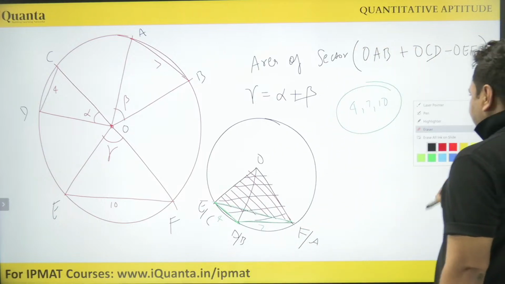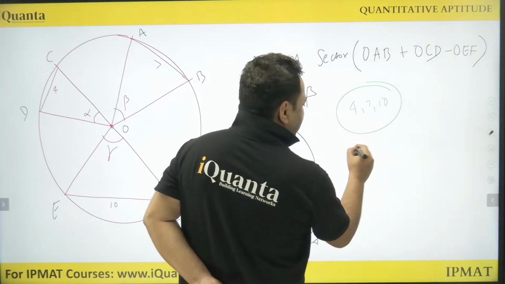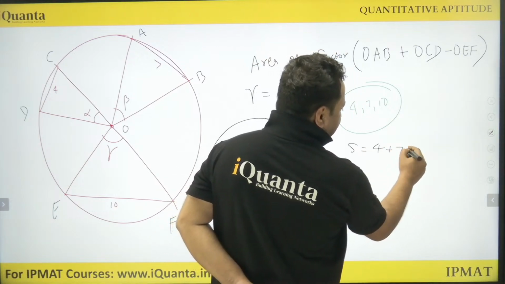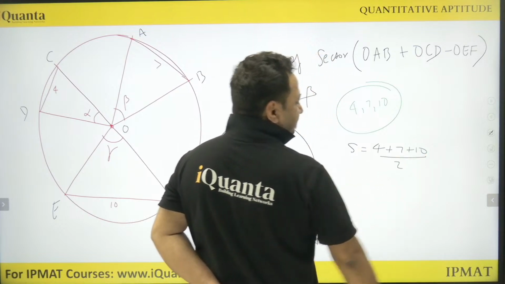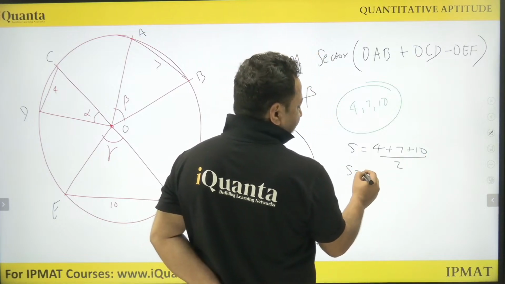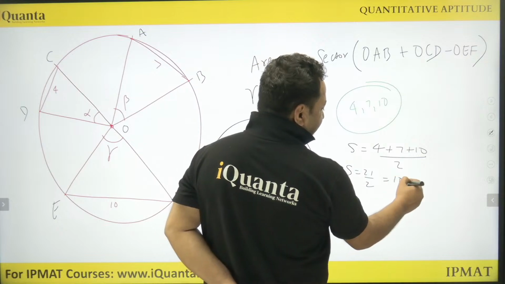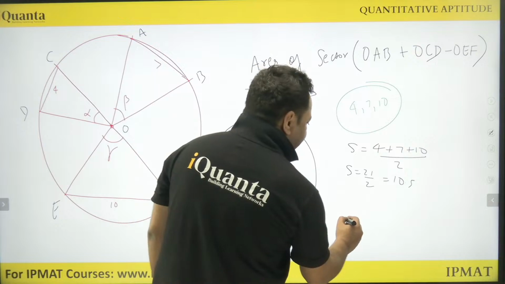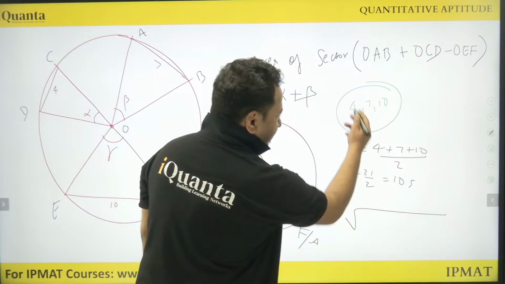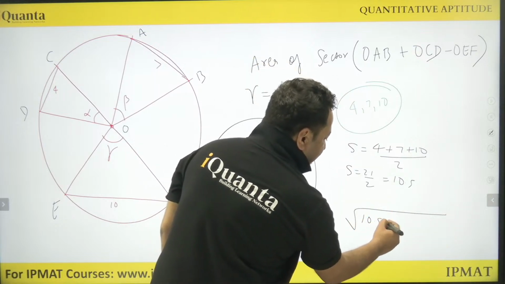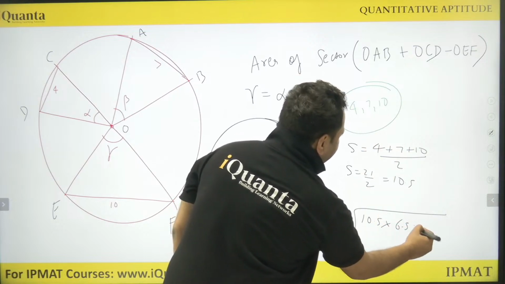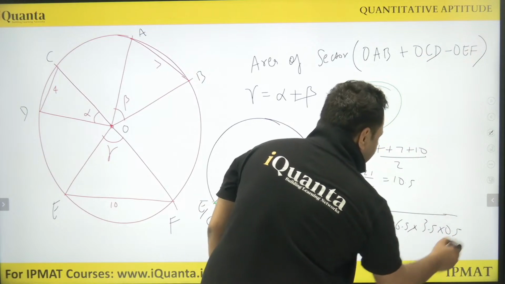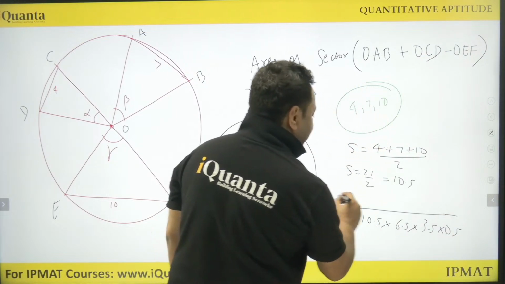Should I solve it? The semi-perimeter will be 4 plus 7 plus 10 upon 2. That is 21 by 2, or we can say 10.5. The area will be the square root of 10.5 multiplied by 6.5 multiplied by 3.5 multiplied by 0.5. This is going to be the answer.